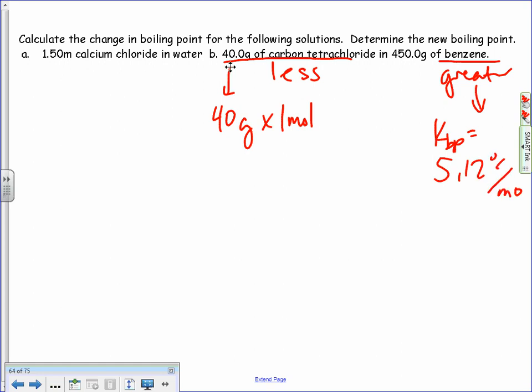Huh? That one's for water. Water's 0.512 per molal. Okay, and then this needs to be converted to grams. What's the molar mass of carbon tetrachloride? Did anybody get this on number 11? Oh wait, I think I did. 153.81 grams. I'm just estimating in my head. So this would give us moles. And so what is that in moles? 40 divided by 153.8.